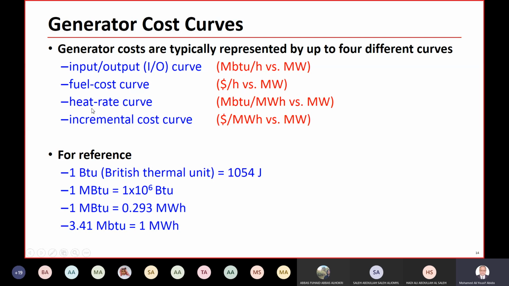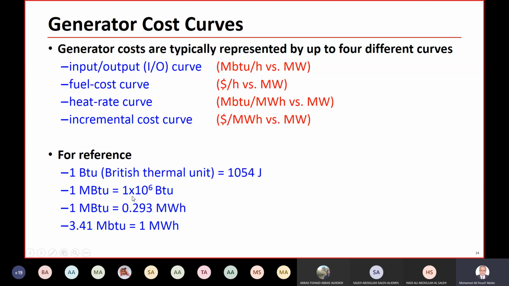So these two curves are just scaling from this previous one. And this one also is a scaling of this. You just multiply this by the dollar per British thermal unit, so you can get this. So all these curves you can generate from one to another by just scaling, multiplying or dividing by a certain value. Just for your reference, the British thermal unit is 1054 joule. It is an energy unit.